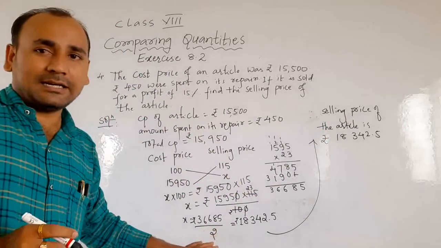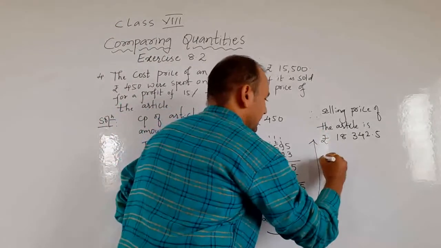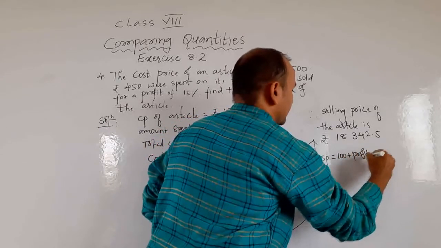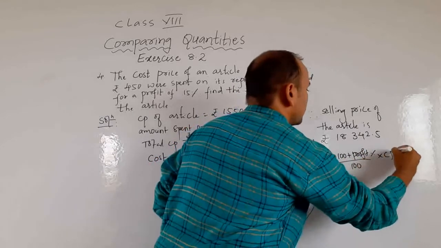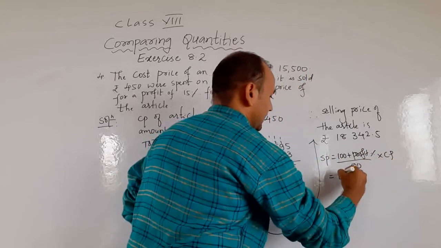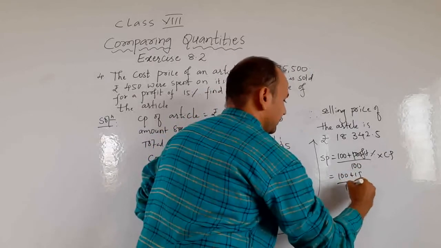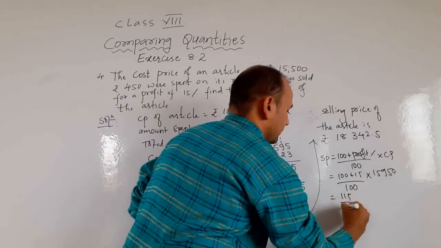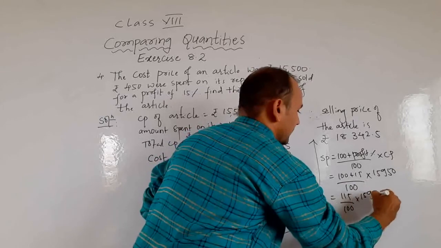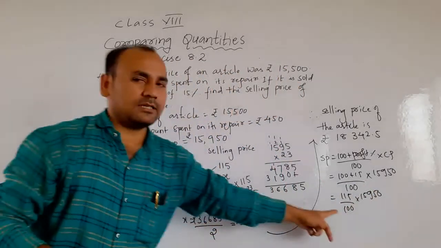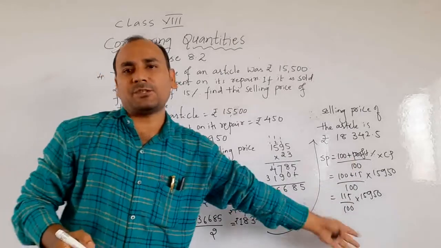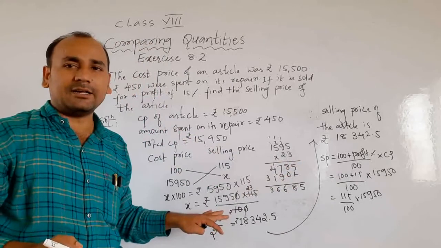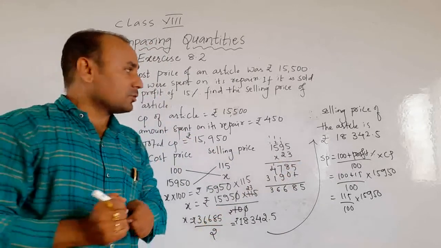Let us see the alternative method. As I said, we can identify the selling price using a formula: 100 plus profit percent divided by 100 into CP. This is equal to 100 plus 15 divided by 100 into 15,950. This and this are both the same. You follow the procedure and you will get the answer. So this is the formula method and this is the alternative method. So this is the fourth question.